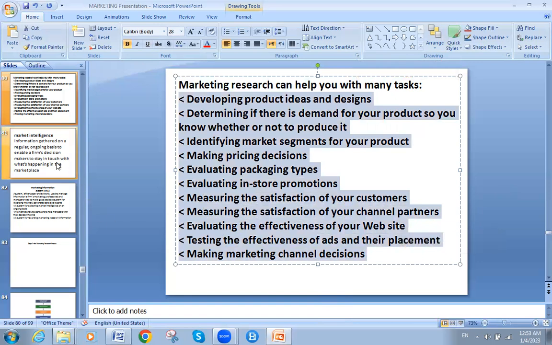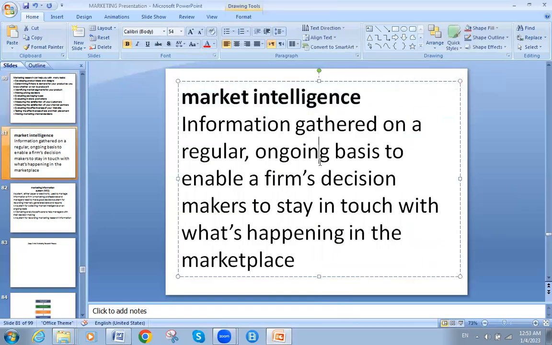Marketing intelligence: information gathered on a regular, ongoing basis to enable a firm's decision makers to stay in touch with what's happening in the marketplace. This is marketing intelligence. So it's about how to gather or collect information on a regular ongoing basis to enable a firm's decision makers to stay in touch with what's happening in the marketplace.